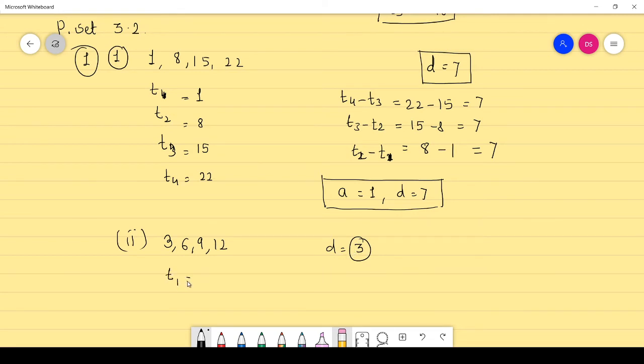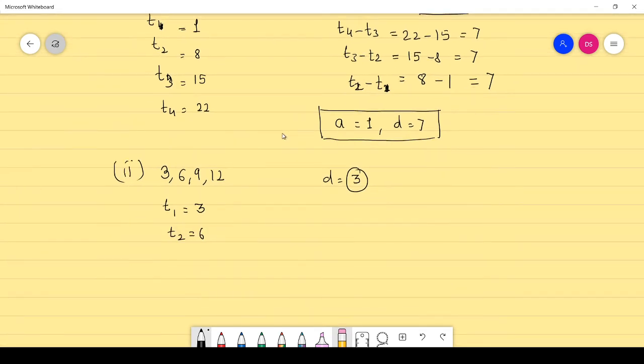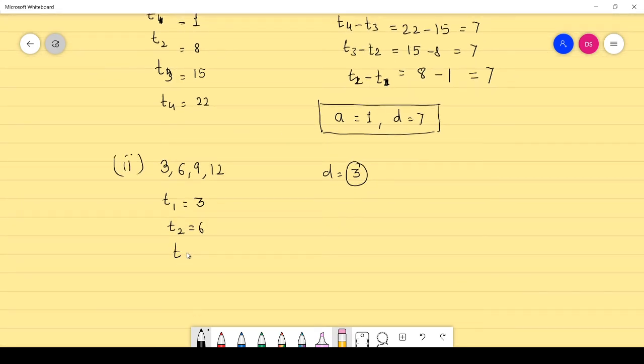How to check it out? Let's mention first term here 3. Second term here is 6. Then third term here we have 9. Fourth term here we have 12, right? So how to find the common difference? That is T4 minus T3, then T3 minus T2, then T2 minus T1, is it right? So T2 minus T1, T2 is equal to what? That is 6 minus T1, that is equal to 3, that is 6 minus 3, 3.